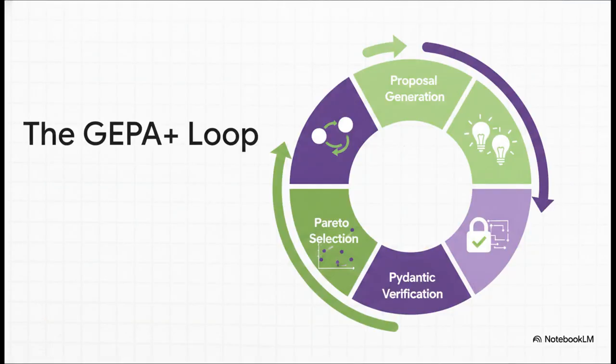The actual GEPA plus loop is super fascinating. It kicks off by generating prompt proposals, runs them through strict Pydantic contract verification to make absolutely sure no schemas get broken, and then hands them over to local judges for evaluation. From there, it uses Pareto frontier selection, which sounds fancy, but it just means it's finding the perfect balance between conflicting metrics like accuracy versus latency. Finally, it merges the best candidates. You guys, it is literally automating the entire job of a prompt engineer across a massive task tree.